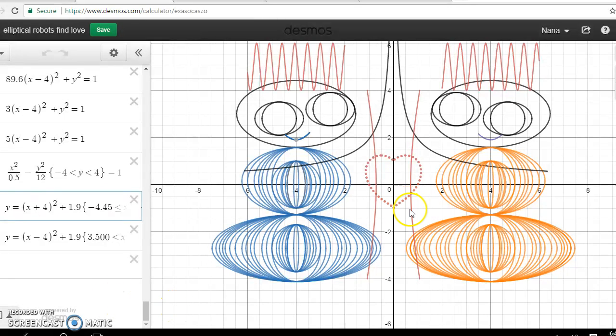And now moving on to this hyperbola, which is basically the most evil thing in this picture, trying to take love away from my precious robots. So again, I just started out with the standard form equation for a hyperbola, and I manipulated it until it was to my liking. So for this one, a squared is 0.5 and b squared is 12. And I had to restrict it again because I didn't want the hyperbola to be too long. And that is it. Thank you.